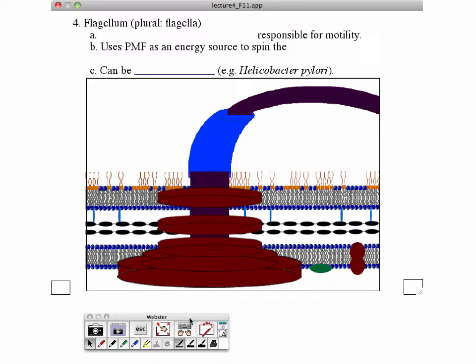But now we need to talk about one last external structure. Notice that Humphrey has a flagellum. This particular flagellum is called a polar flagellum, meaning that it's a single flagellum at the end of one side of the cell. So we also call this monotrichous.